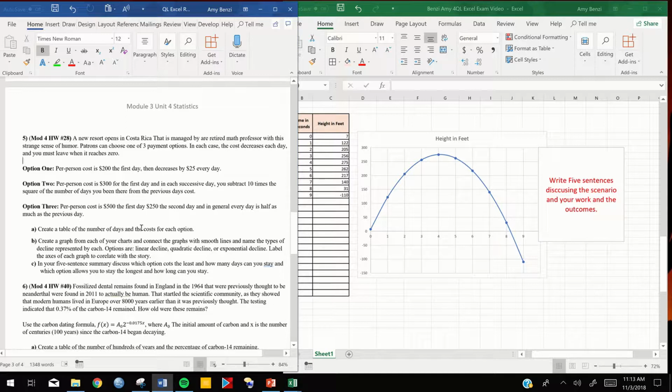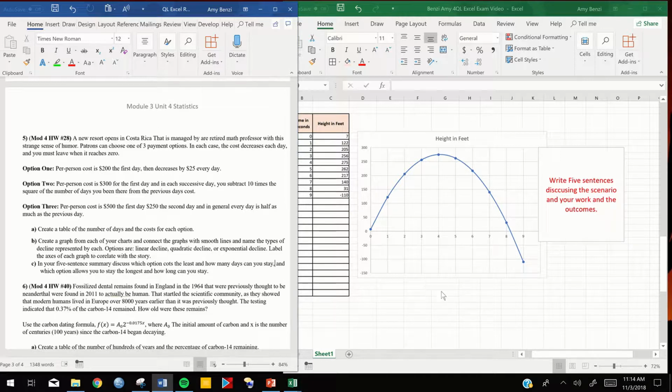We're going to create a table of the number of days and the costs for each of these 3 options. We're going to create a graph from each of our charts and connect the graphs with smooth lines and name the types of decline represented by each. So we're going to be talking about whether or not it's a linear decline, a quadratic, or an exponential. And then we're going to label our axes of each graph to correlate with our story. And then write a 5-sentence summary discussing the option costs and the least and how many days you can stay and which option allows you to stay the longest and how long you can stay there.